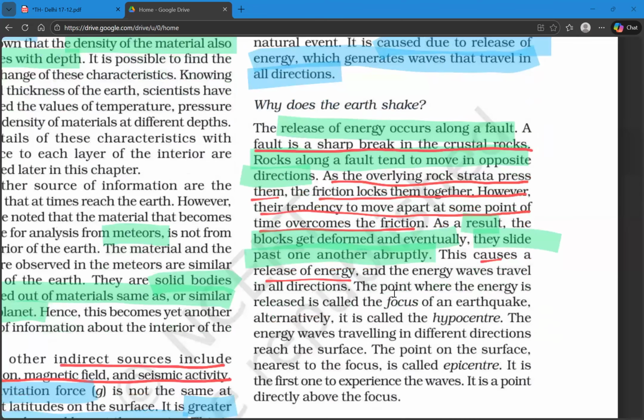The point where the energy is released is called focus of an earthquake. It is also called hypocenter. So, where is the focus located?